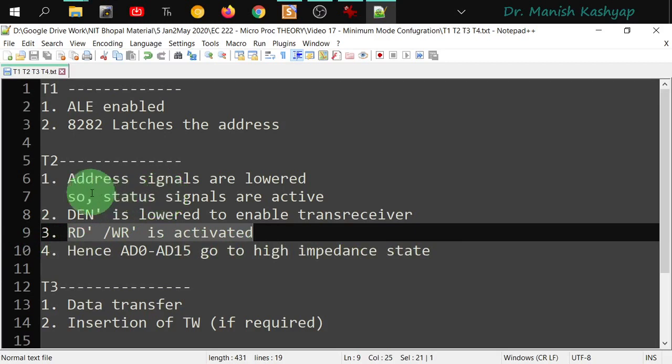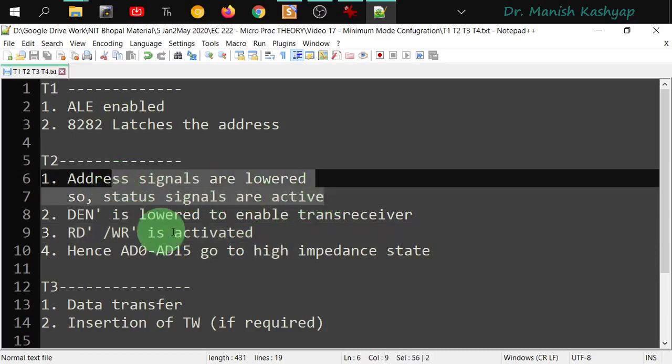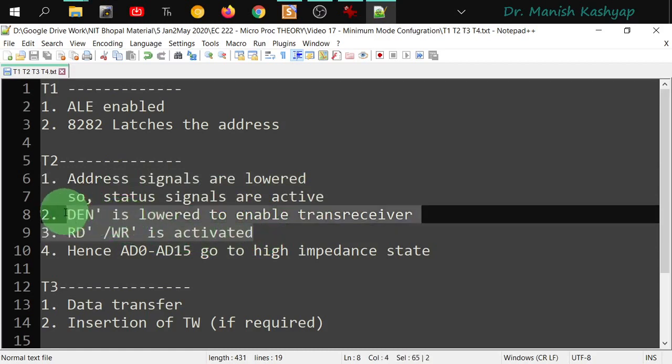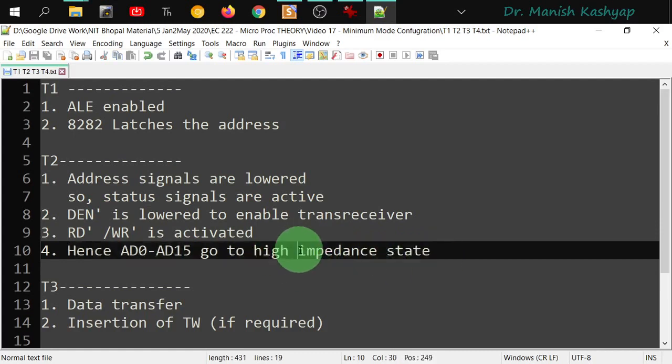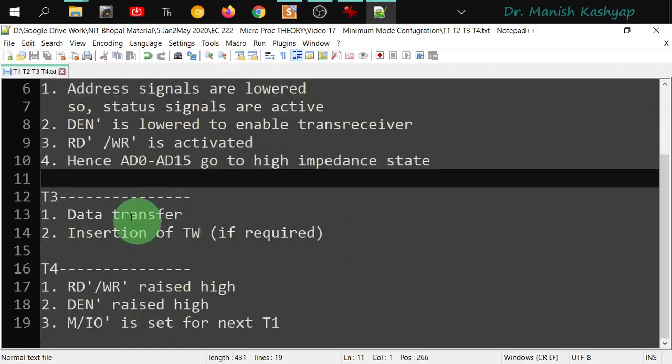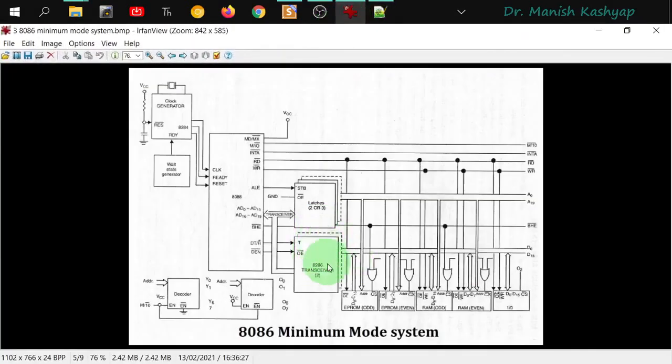I mean, when these status signals are activated in the second T state, in the first state you have transferred the addresses. In the second state, apart from the data bus, the last four bits of the address lines will be representing the status signals. But since the activation work is going on for the transceiver, whatever is there on this data bus will not be of any use to us. So it will be in the high impedance state. Data will be transferred in the third T state, after the transceiver buffer that you see here has been activated in the T2 state.